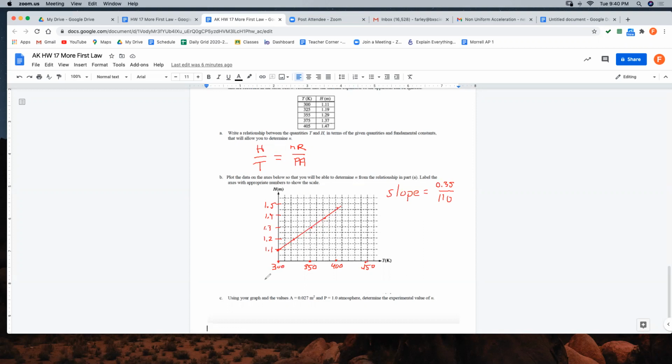All right, and then down here, they're going to ask me to actually figure out what N is. So I'm going to do it up here because I have a little more room. So N is going to be slope, which is H over T, divided by R, multiplied by P times A. Okay, I think that's right.